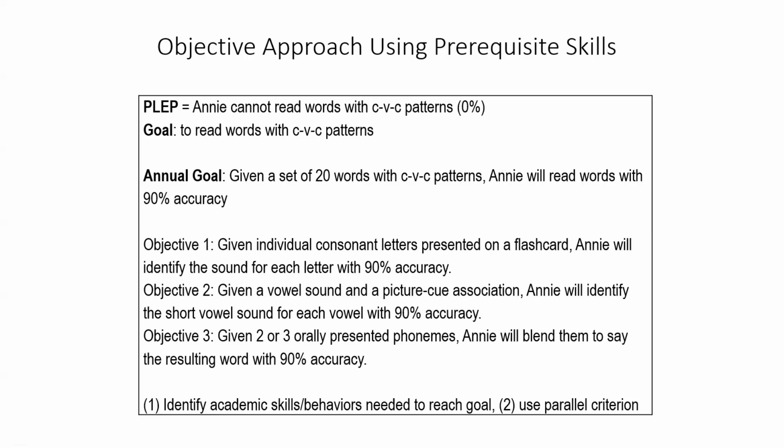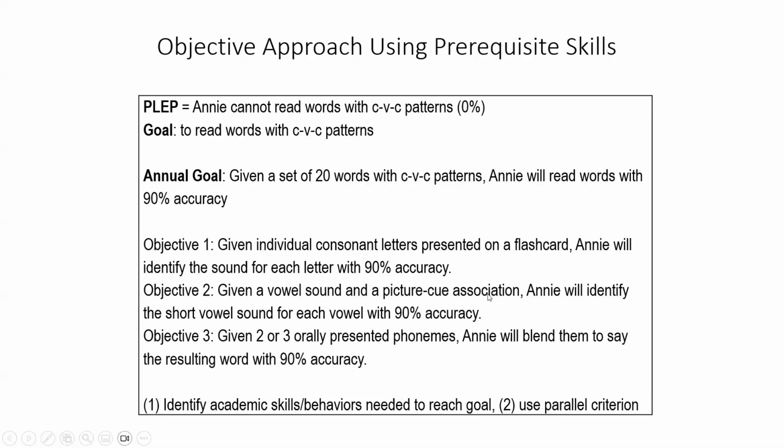And that makes sense because if this is 90%, but we say she only needs to get consonant letters of 70% or vowels at 70%, how will she ever get CVC patterns at 90? She's got to be equal or above. So we wrote it. Given individual consonant letters presented on a flashcard, that's our condition. Annie, our audience, will identify the sound for each letter, that's our behavior, with 90% accuracy, our degree or criterion, and you see it matches.